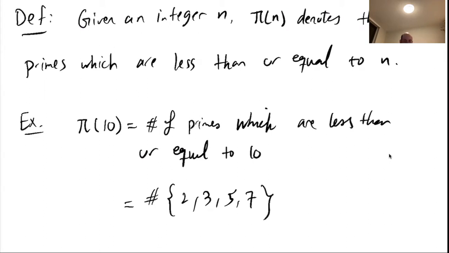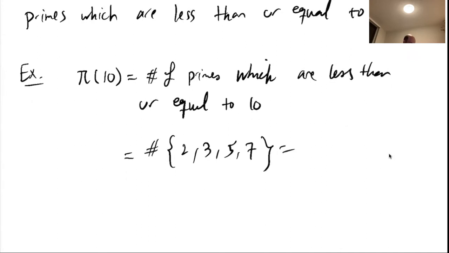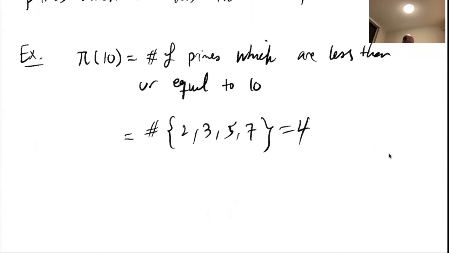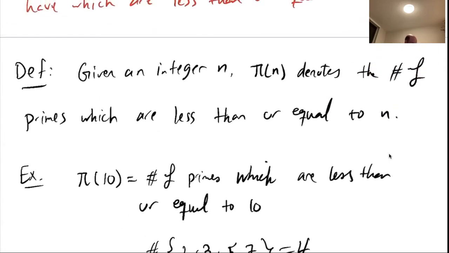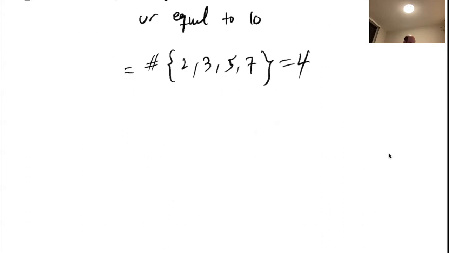These are the only primes that are less than or equal to 10. How many of them, therefore, do we have? Because pi of a number is the number of primes that are less than or equal to the given number, in this case 10. So the number of elements in the set 2, 3, 5, 7 is 4. Okay, so pi of x. Now we want to know the behavior of pi of x. How does it grow?